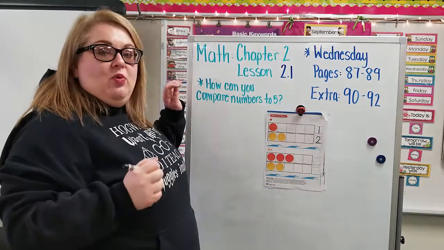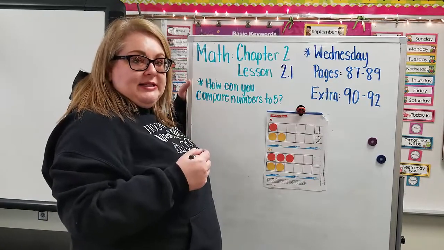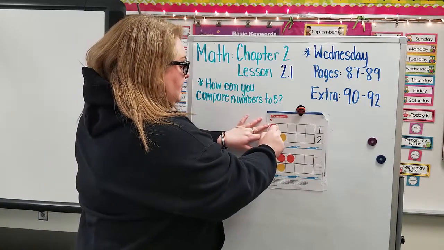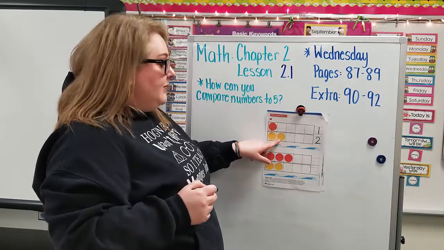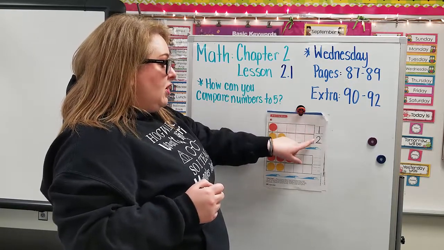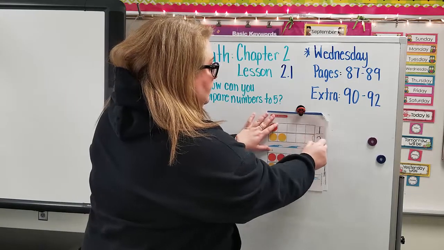Now we need to see which one has more. And you can do the same thing as we've done on the previous side. You can draw a line and see we have 1 extra yellow one. Okay? So 1 is smaller than 2. 2 is the bigger number, and we're going to circle the number 2.